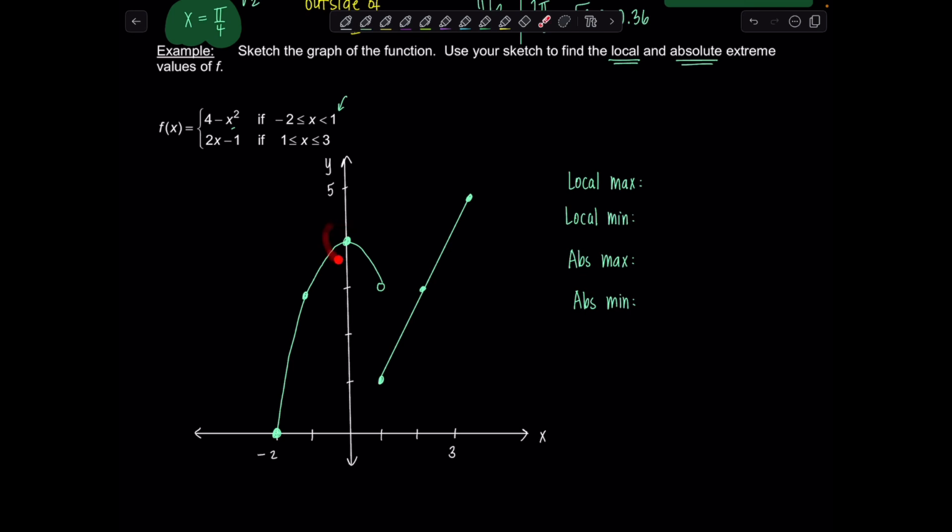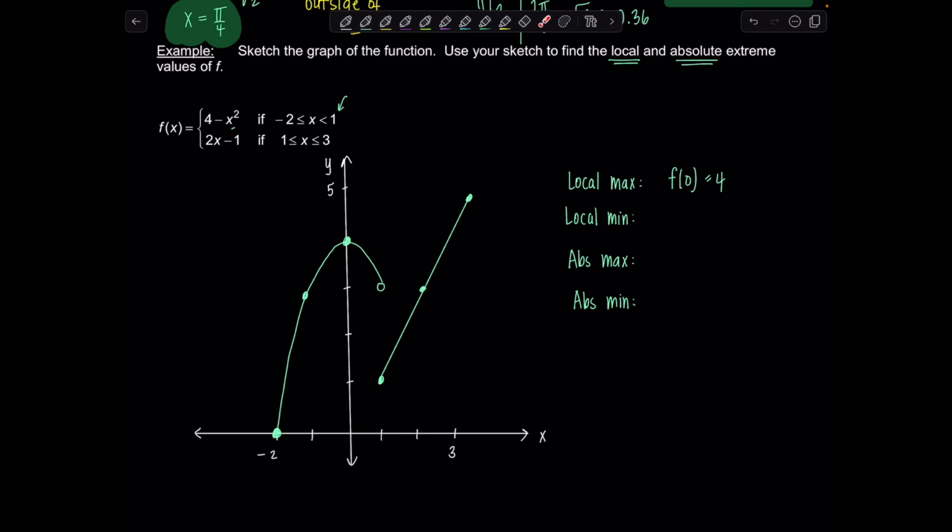Yes, right here. f of 0, which is 4. That's a local max. f of 0, which is 4. Can this be a local max? No, because it's an endpoint.